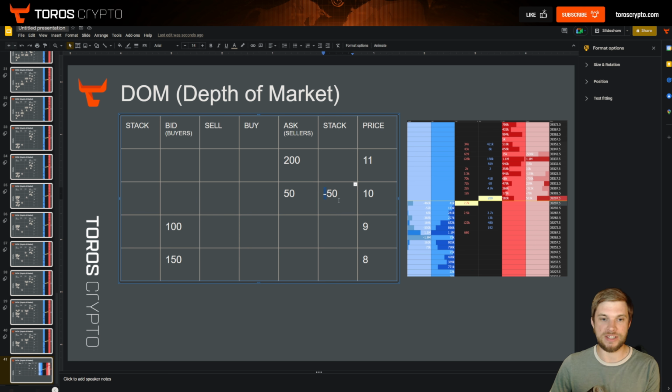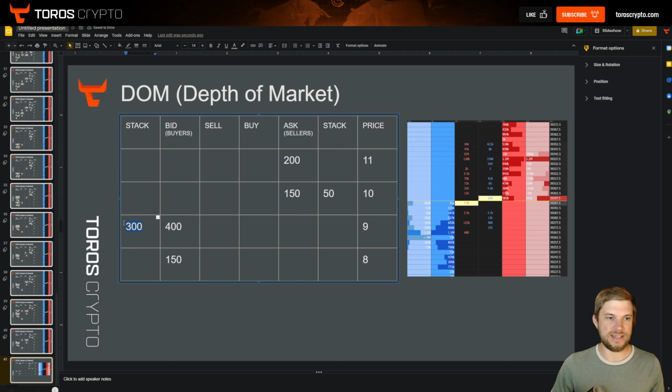If someone was deciding to stack 50 on top of the ask, so someone else steps in and they're like, cool, I want to sell 50 contracts at $10 as well, then that ask side would move to 150, same as on the bid side. If someone comes along and wants to buy 300 contracts on the bid, they add 300 contracts to the bid. If your stack is 300, that would obviously move to 400.